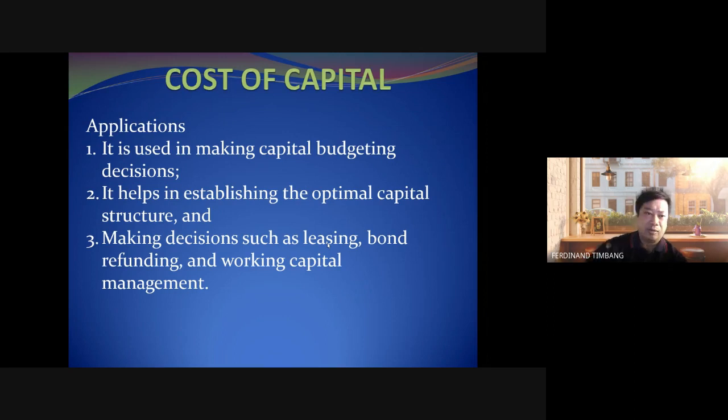So paano natin ginagawa yon? Isulat natin dito sa word value. Okay, so Excel na lang para makita mo.